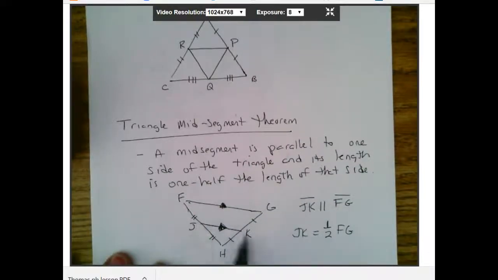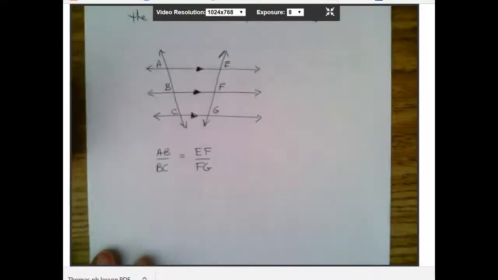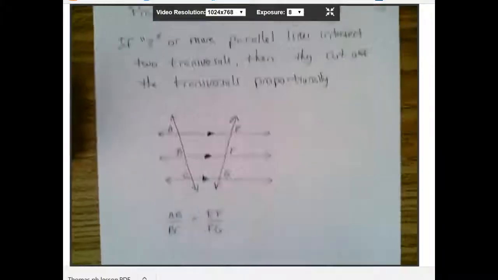This length JK would be 1/2 of the segment that it's parallel to, because it's cutting these into halves. Okay, so that's important to remember for that theorem. We keep going. Then we have some proportional parts. We're going to kind of tie these into parallel lines and transversals.